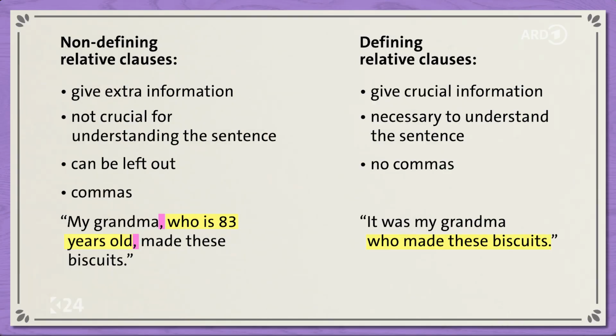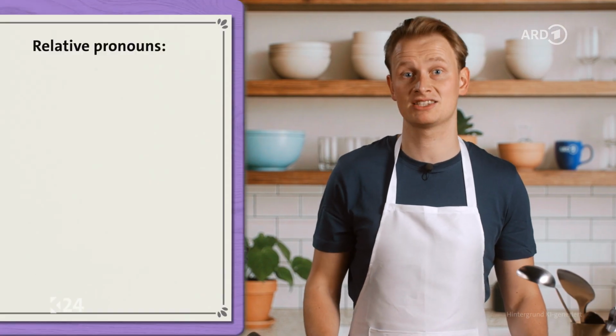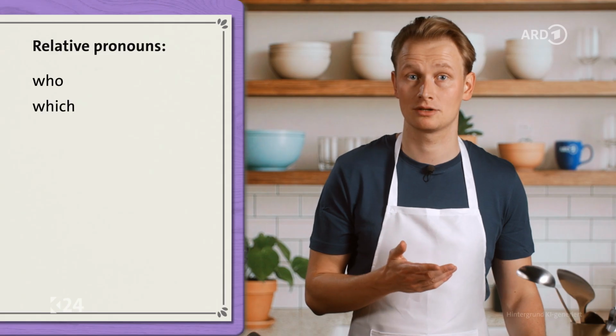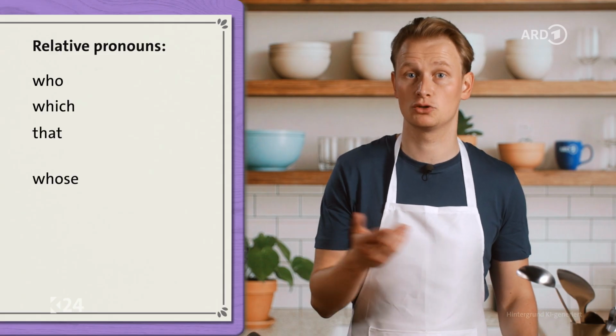In the written sentences, you may have noticed something that gives away which kind of relative clause is which. A non-defining relative clause is always separated by commas. In a defining clause, there are no commas. Another thing you may have noticed, relative clauses are always introduced by specific words, so-called relative pronouns. These are who, which, that, whose, and whom.